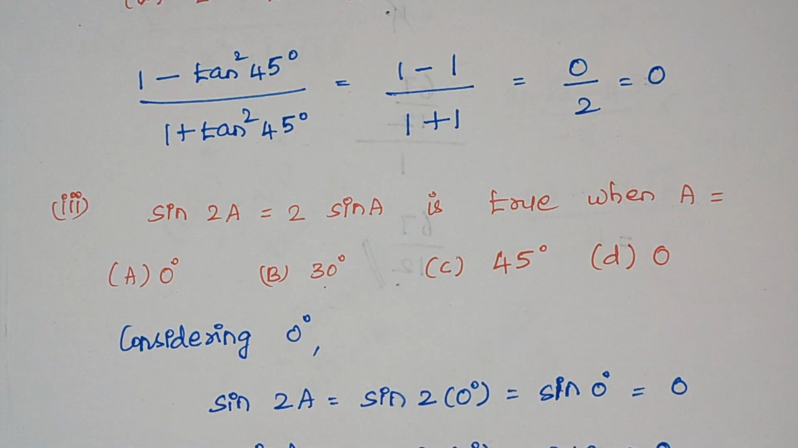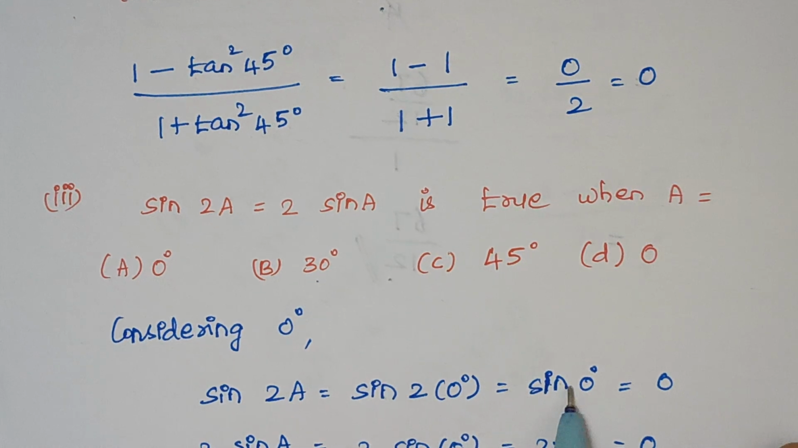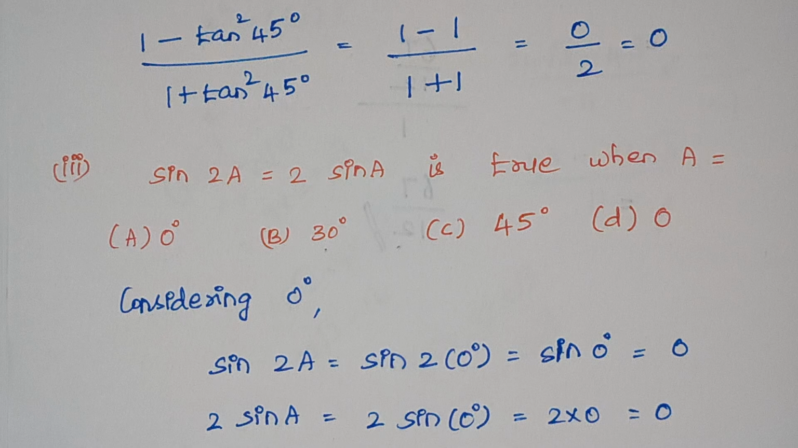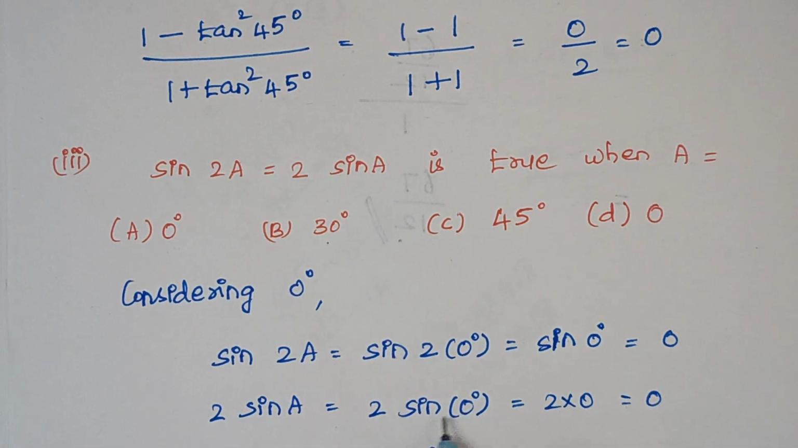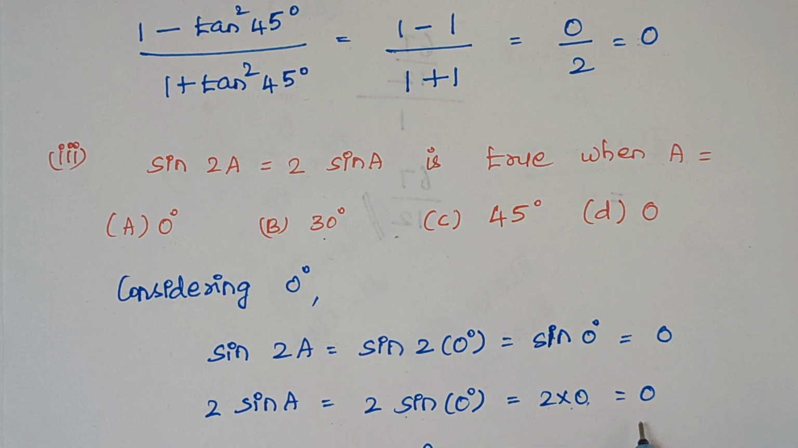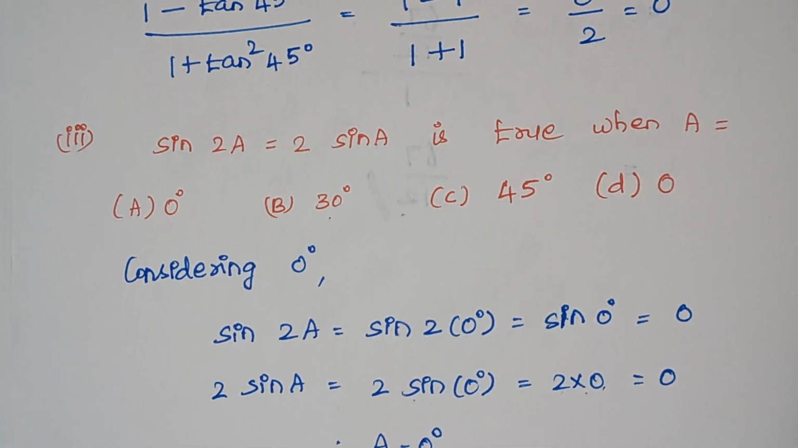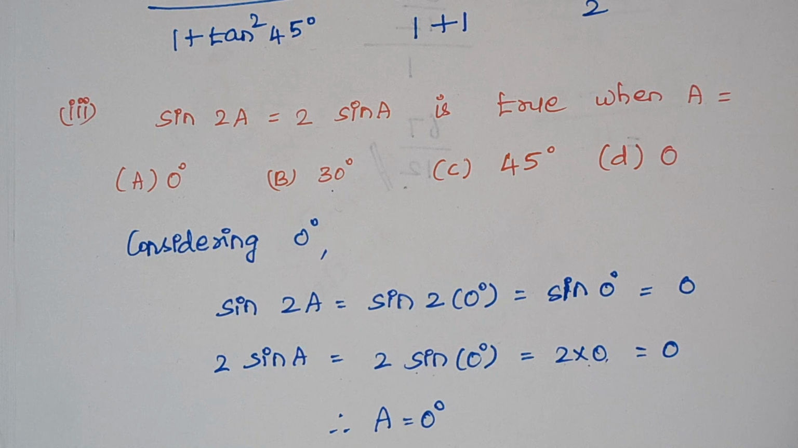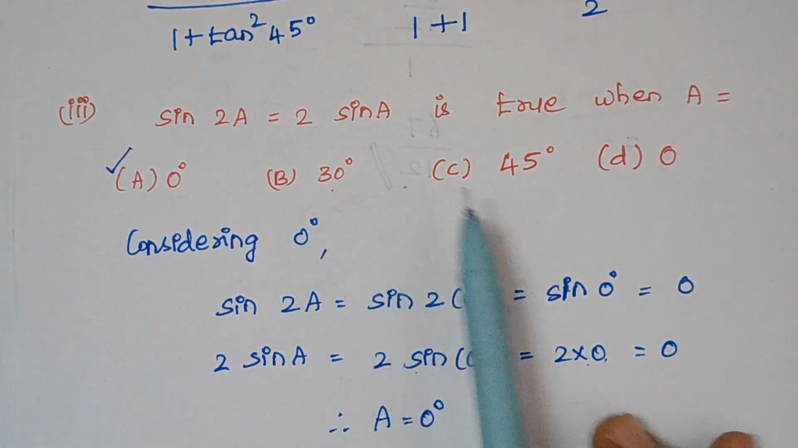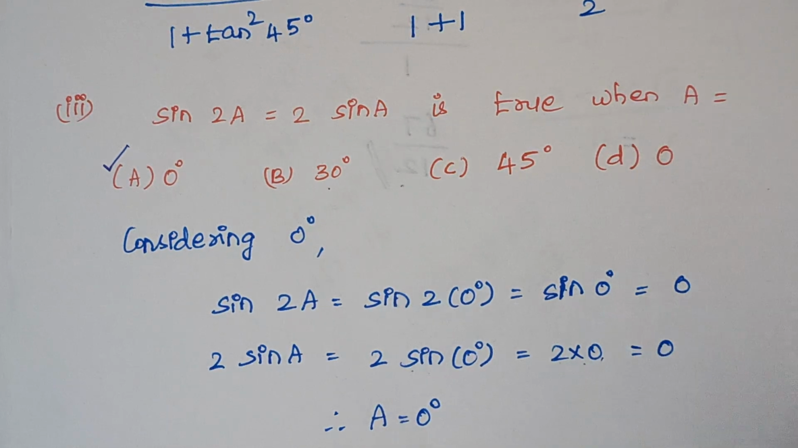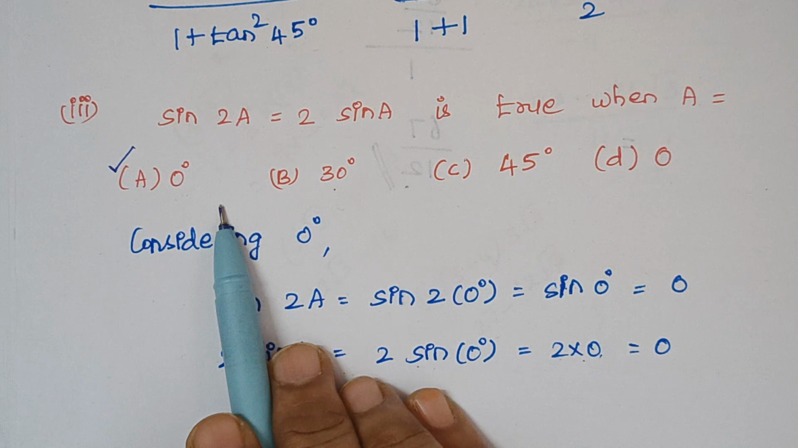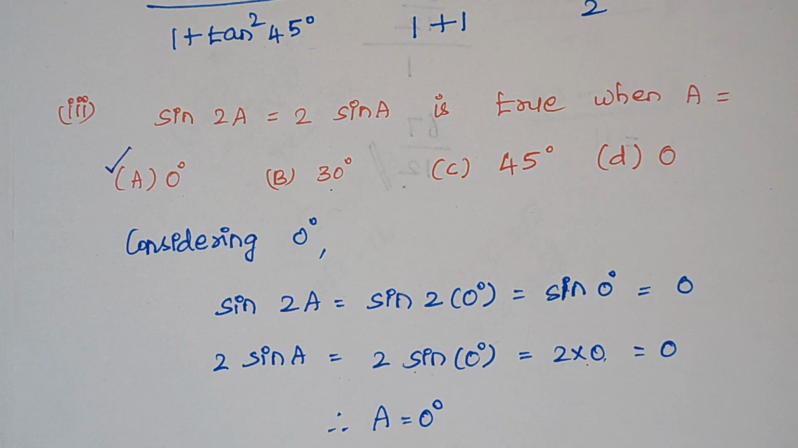So, sine 2 into 0, it is nothing but sine 0 and again sine 0 is 0. Similarly, 2 into sine a. So, 2 into sine 0, again sine 0 is 0. So, 2 into 0 is 0. Therefore, a is equal to 0 degrees. So, this is correct, right? So, actually I don't know what is the value of D here. Okay, let this be some other thing. But the answer for this thing is 0 degrees, right? Now we will move with the next thing.